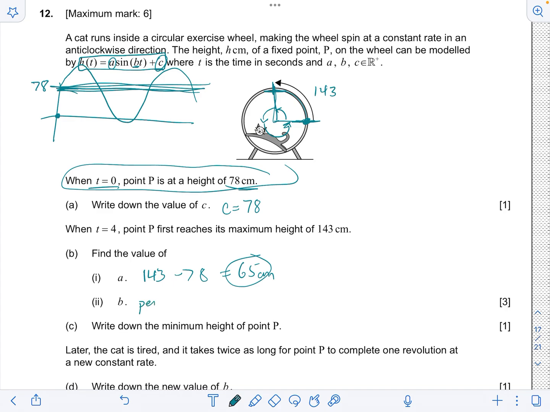So if the period is 16, we can find b by doing b equals 360 over the period, or 360 divided by 16, which is 22.5. And that's the value of b.